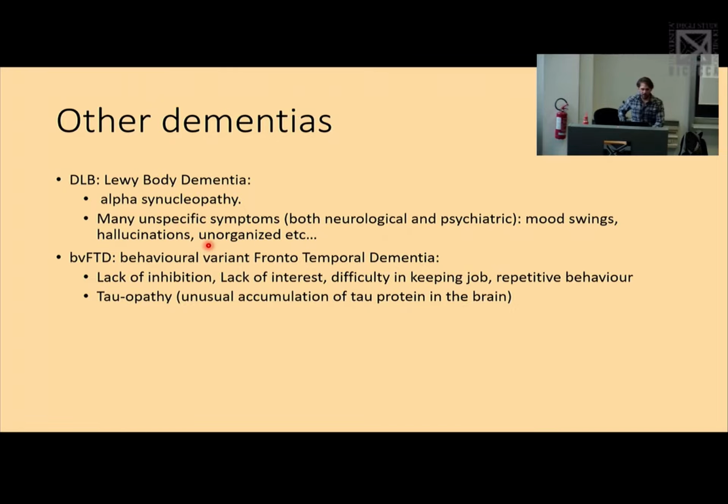There's also the frontotemporal dementia with behavioral variant. Again, this also has extremely unspecific symptoms. Well, these can be kind of specific if they appear all of a sudden in someone that never had them, because you have lack of social inhibition, lack of interest in doing anything, difficulty in keeping jobs, start of repetitive behaviors, and also there is unusual accumulation of tau proteins in the brain.